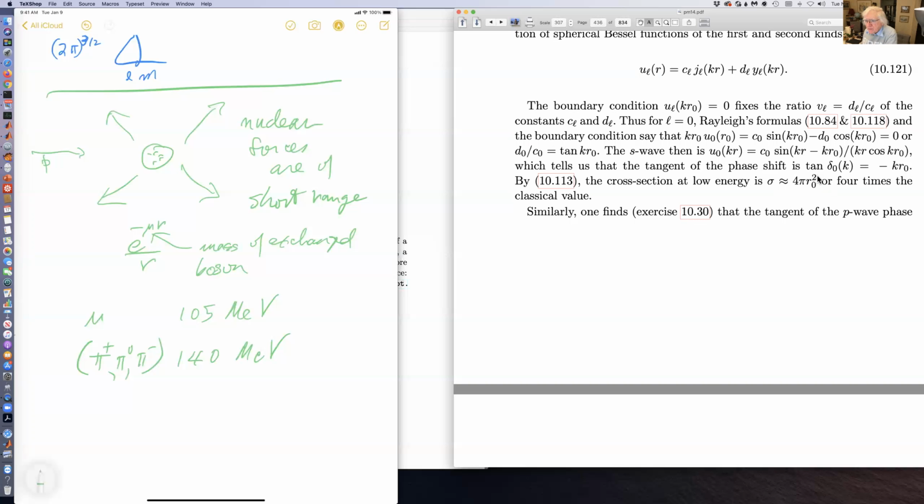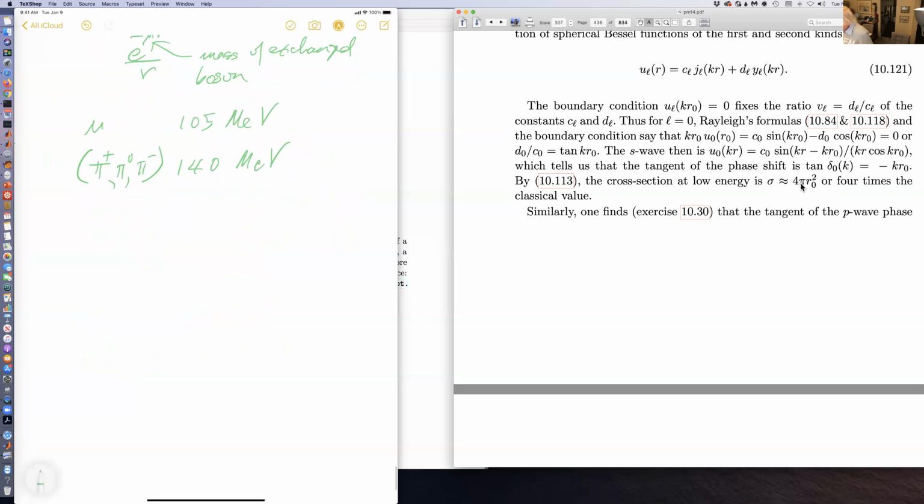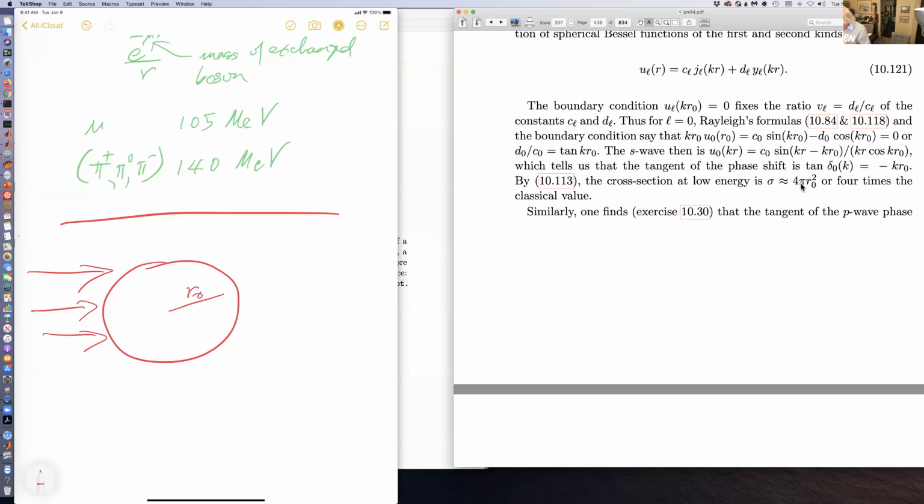So that's the sphere itself, which has a radius here that's r0. The area that it subtends for particles coming this way is pi r0 squared. So you might think that would be the cross section, but in fact the cross section at low energy is 4 times that. If you go through the details here, you can realize that.